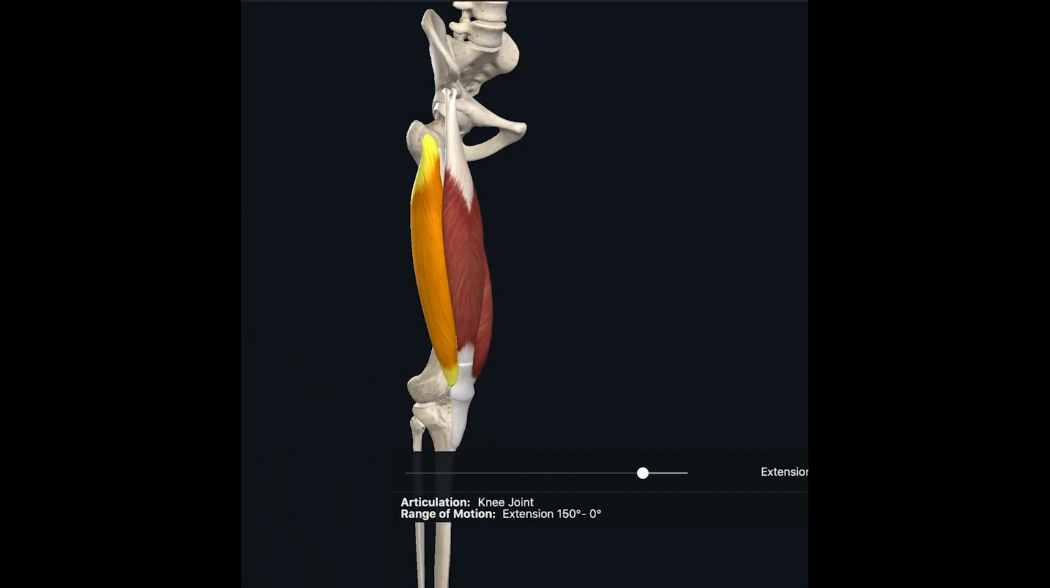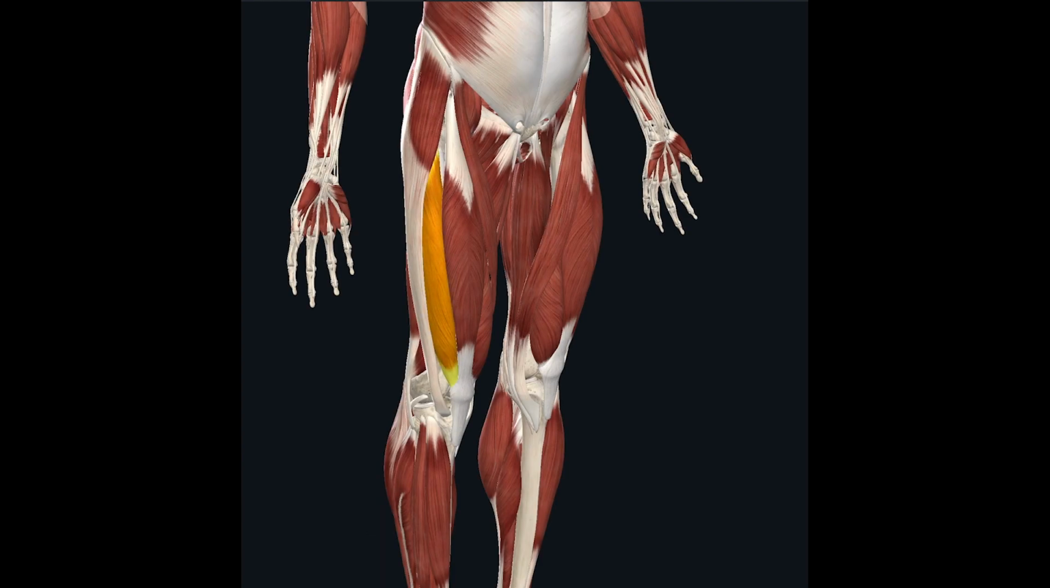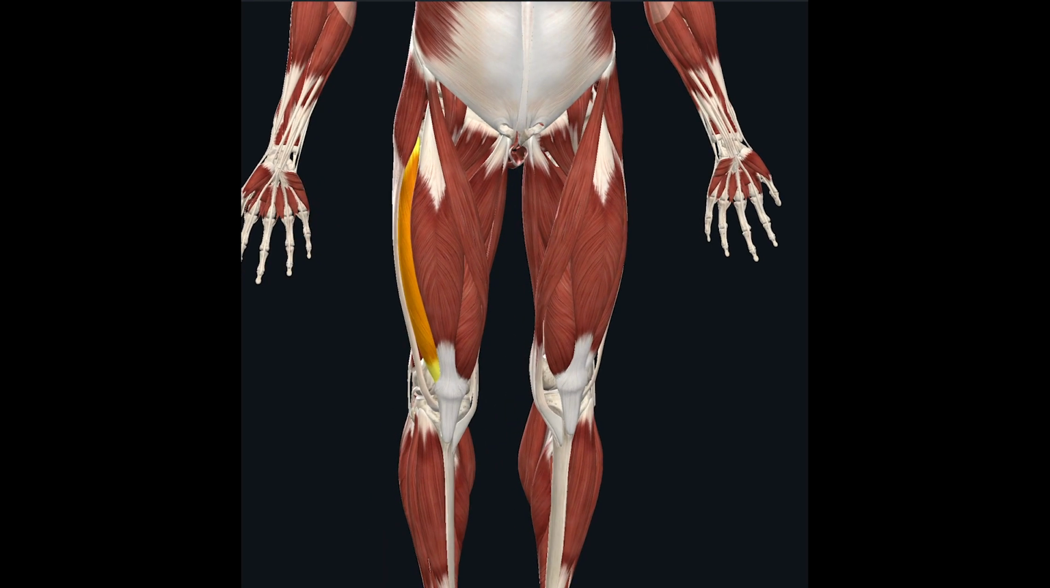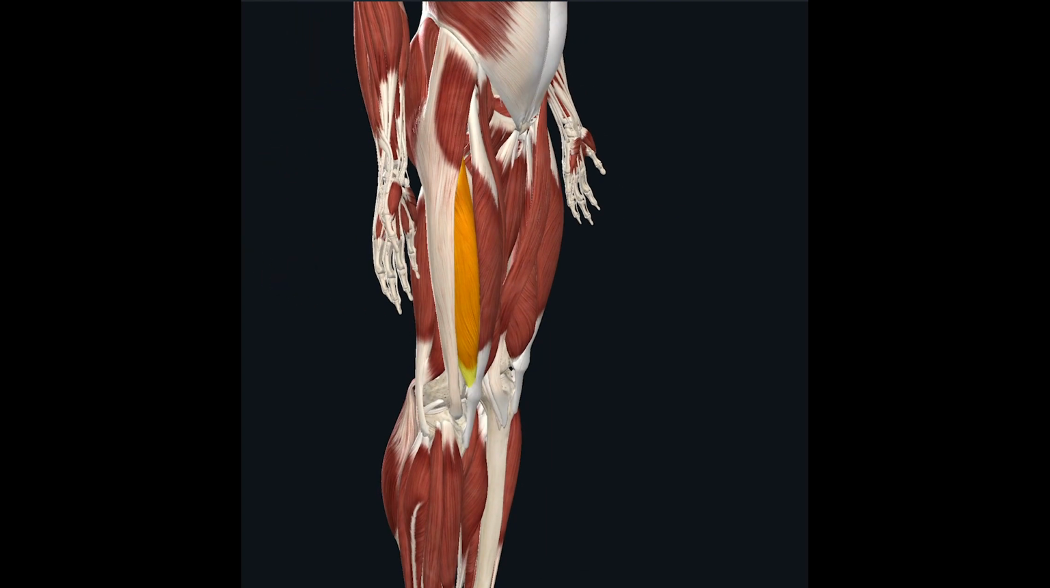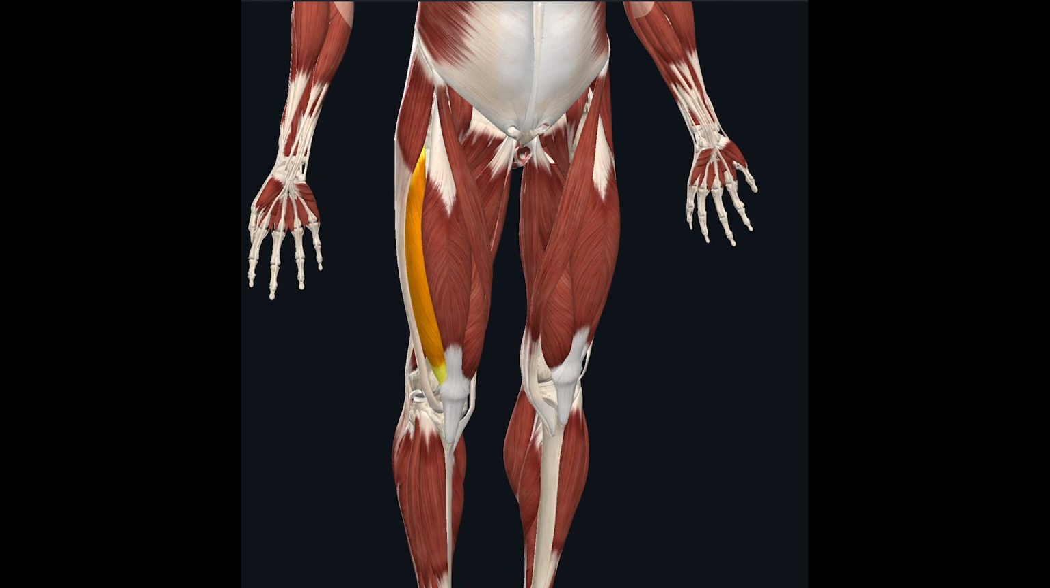And question number 6 is, which muscle of the quadriceps group is the only muscle that can cause a movement of the hip? So number 6 is, which of the quadriceps muscles is the only one that can cause movement at the hip?